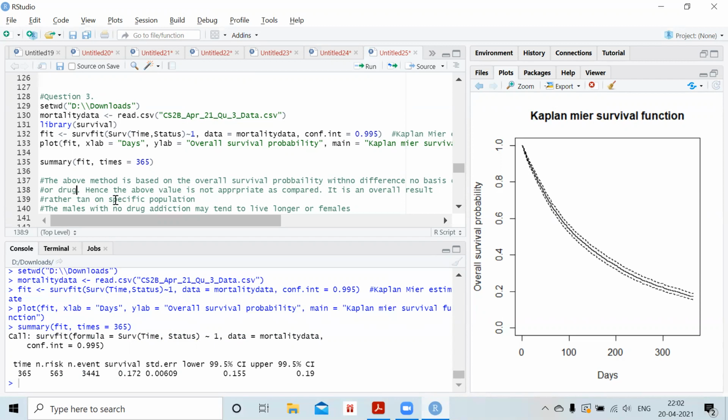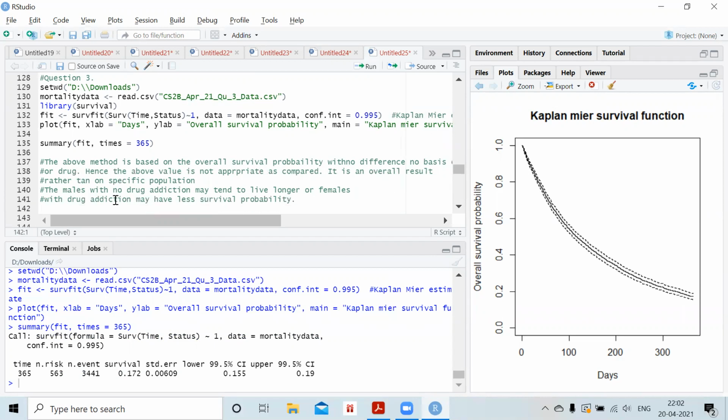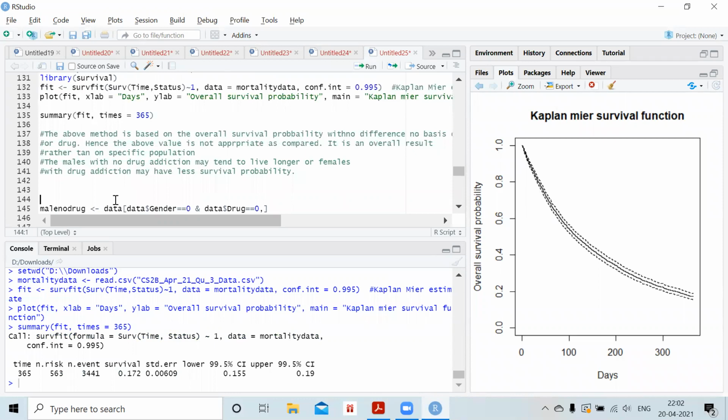So there's no gender difference, there's no drug difference, there are no combinations being taken over here. It's just an overall time status. Whatever I said is written over here, that it's an overall result rather than a specific population.